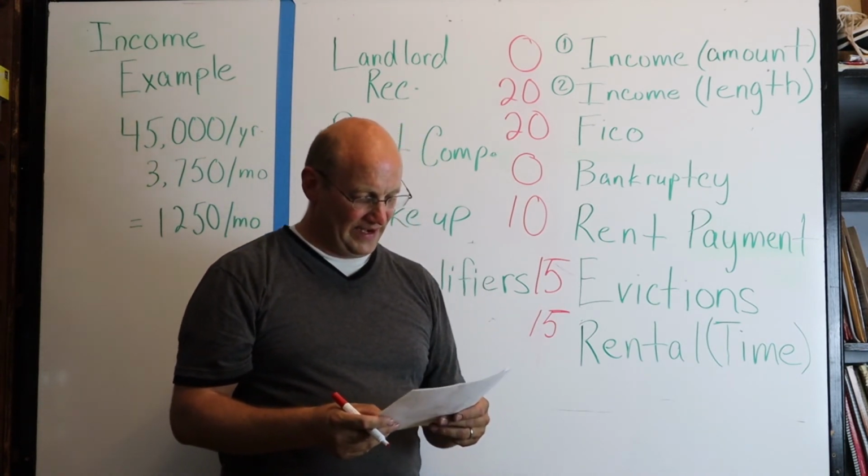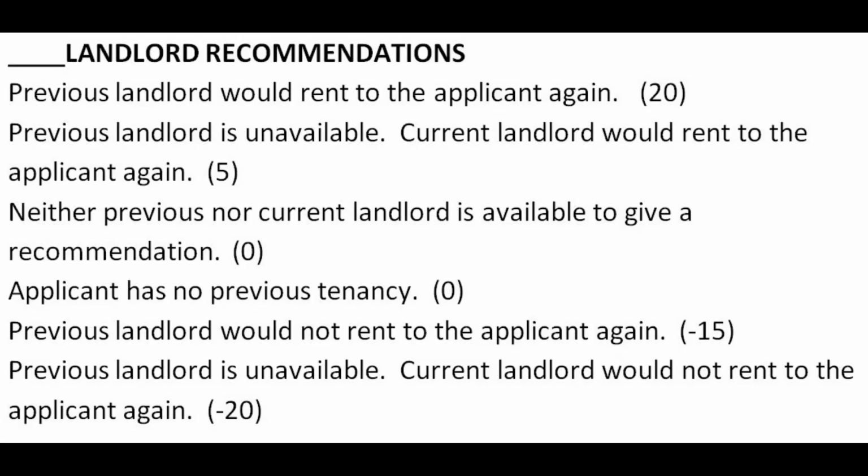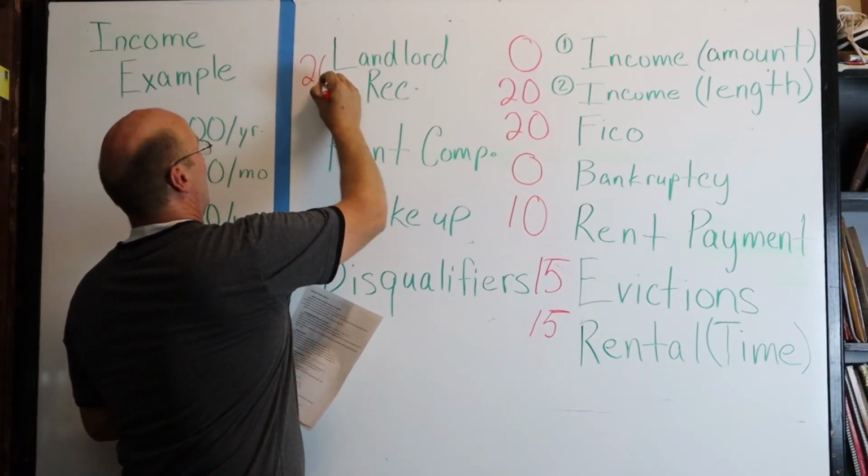Then landlord recommendations. Previous landlord would rent to the applicant again. If they call the landlord that we lived at 6 years ago, I think they would rent again. The only thing bad about that is it was a 12-month lease and we left after like 11 months. So I think that was our only negative, but she probably would say she would rent to us again. So I'm going to give us the maximum 20 points on that.